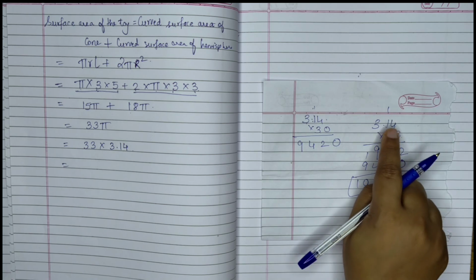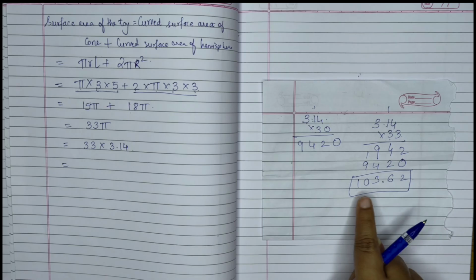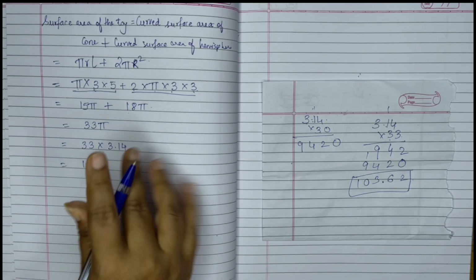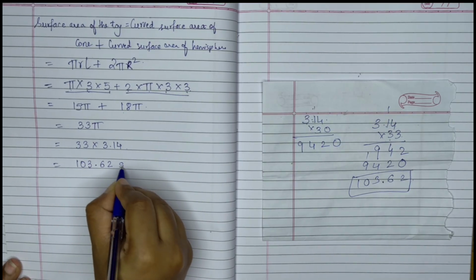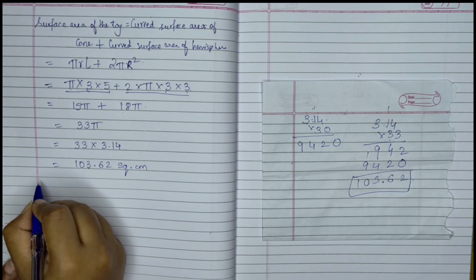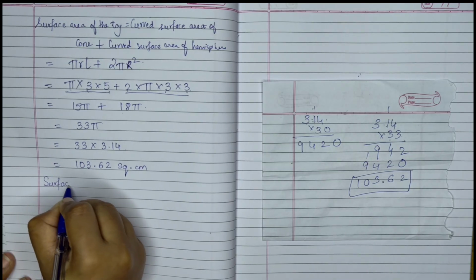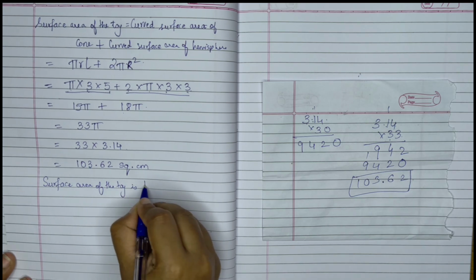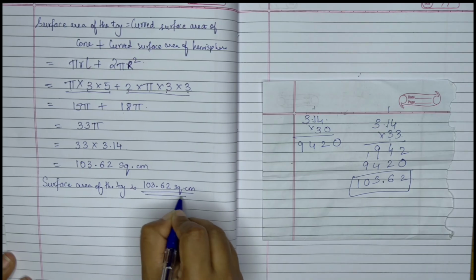And there is a point after 2 digits. So again from here after 2 digits you put the point. So what you get is 103.62. And since it is area, we will write square centimeters. So we got the answer. We got the surface area of the toy. Surface area of the toy is 103.62 square centimeters. Okay.